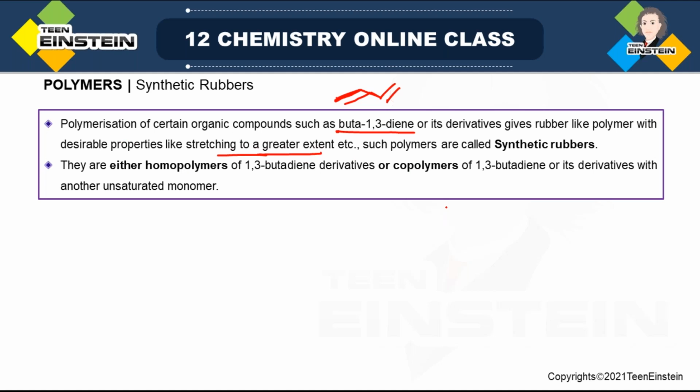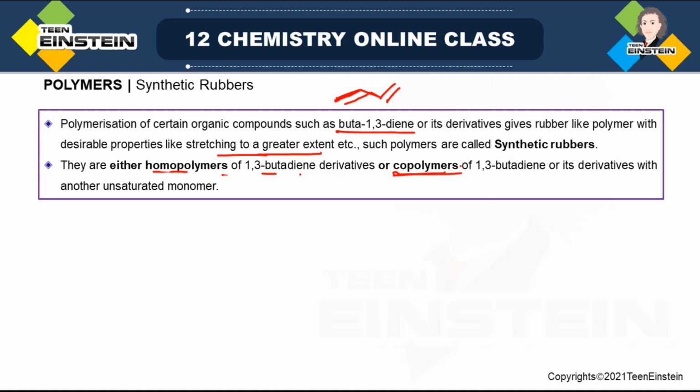But in synthetic rubber, that is man-made rubber, starting from this buta-1,3-diene or its derivative as a monomer, we can make this in the laboratory. So it is synthetic rubber. Now you can do so by two processes. You can do homopolymerization. That means only one type of monomer will be there, that is, only the 1,3-butadiene derivative. You can also do copolymerization. Copolymerization means now two types of monomers will be there.